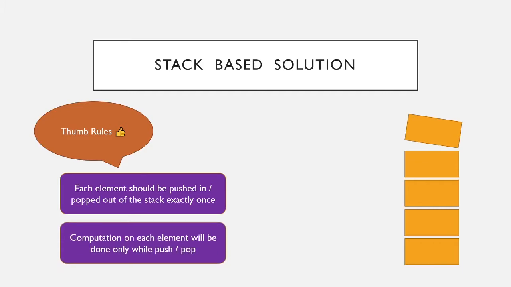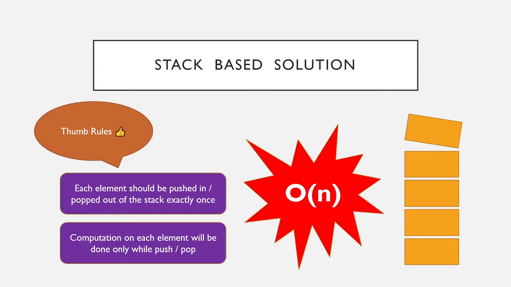And the computation of each element will be done only while push or pop. By that what I mean is that if you do the computation while pop, let's say for example, then in that case if your operation is O of 1, then you're gonna have exactly the complexity of O of n times 1, and therefore your overall complexity is going to be your magical time complexity O of n, and this is the best time complexity possible for this kind of solution. And you can actually understand it. If you have n bars, you're gonna have to traverse through them at least once, and therefore if you can solve this in O of n, this is gonna be the best you're gonna get.